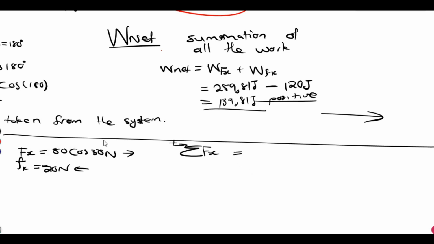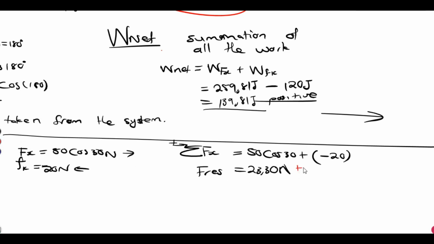This will give us what? It gives us that we have 50 cos 30 plus the friction is to the left, so it's minus 20 in this case. And then this gives us 23.30. So that's the resultant force, in fact. That's the resultant force in that object. And you can see that this is positive.